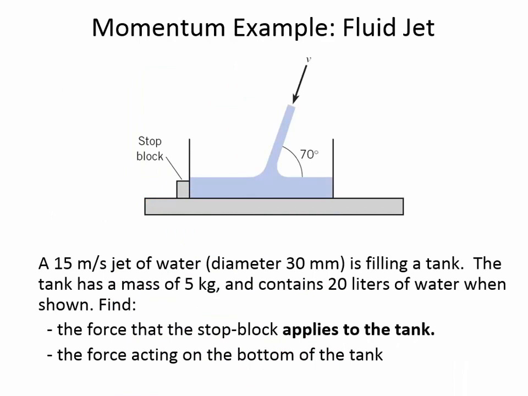Okay, so let's look at this one. We have a jet that's coming in at a 70-degree angle, and there's a certain amount of liquid already in there. Currently, there's 20 liters of water, and the tank itself has a mass of 5 kilograms. And so we want to find forces in two directions. First of all, in the x direction, this is asking what is the force that the stop block applies to the tank? And then in the y direction, what is the force acting on the bottom of the tank?